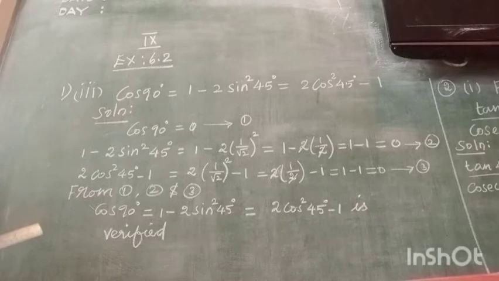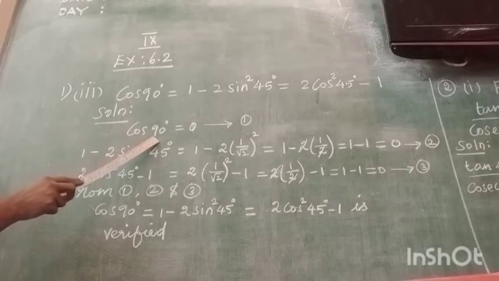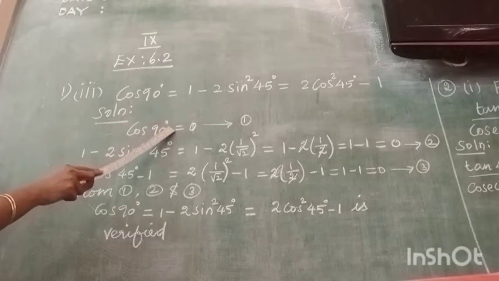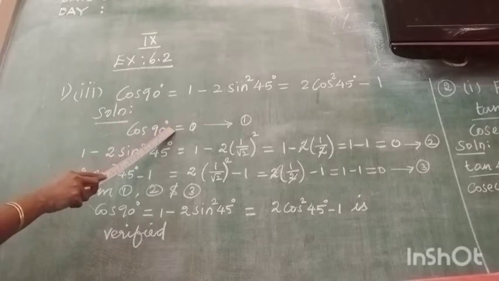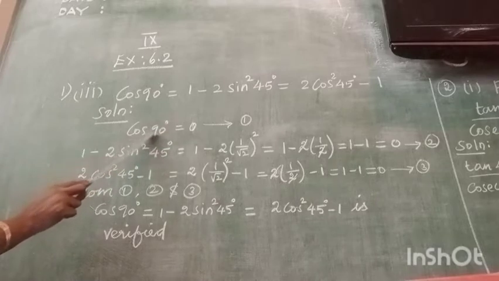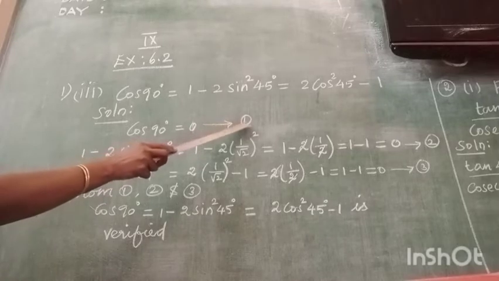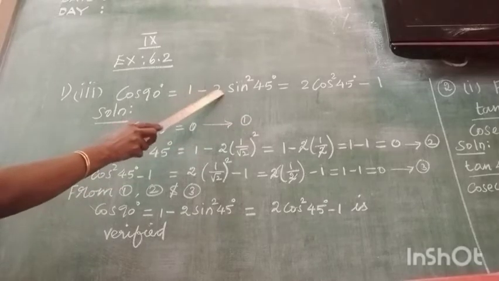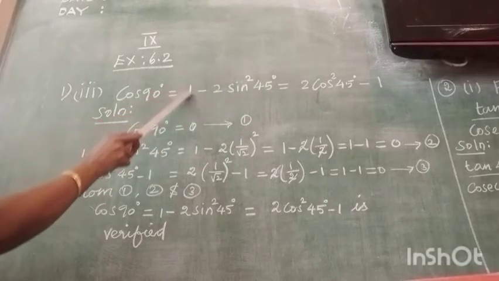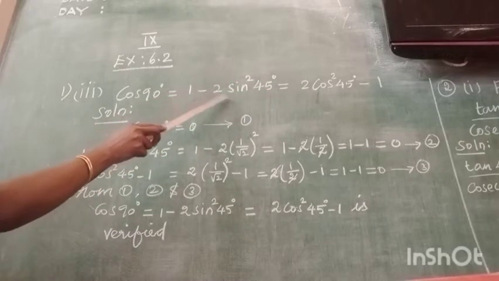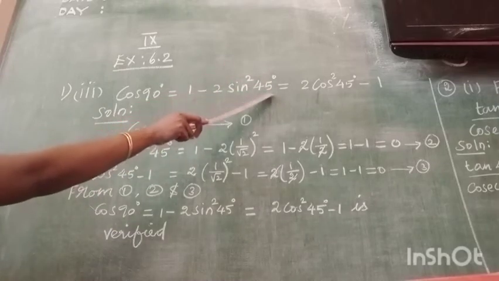Do you remember the trigonometric ratio table? Yes. So what is the value of cos 90 degree? Cos 90 degree is 0. So cos 90 degree is equal to 0. It is called equation number 1. The second term, what is given? 1 minus 2 sin square 45 degree.